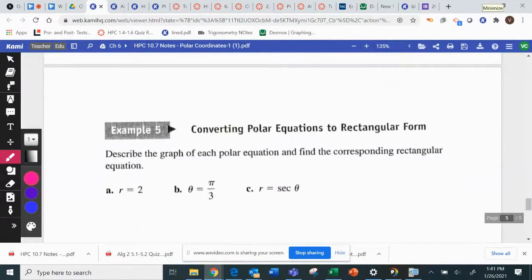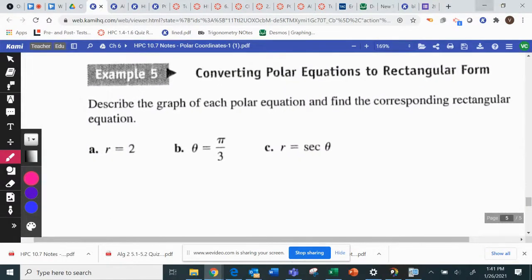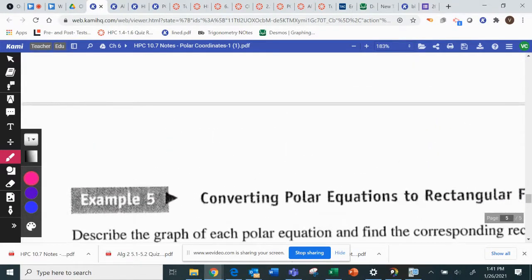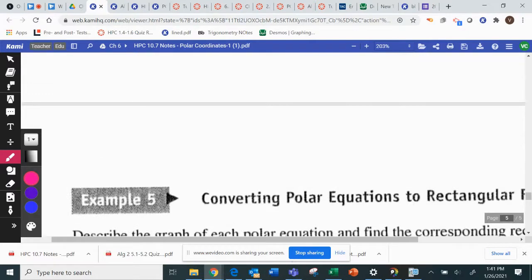So here we're going to convert polar equations into rectangular form. Actually, right before we do that, I just want to talk about rectangular form for a second. This is where some people had questions in my other class, so I'm going to try to have you guys understand before I get to the questions. If we have a rectangular graph, y equals 4, what does that look like?